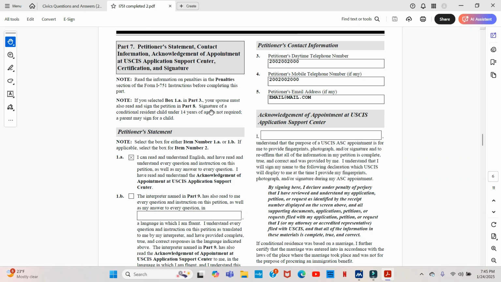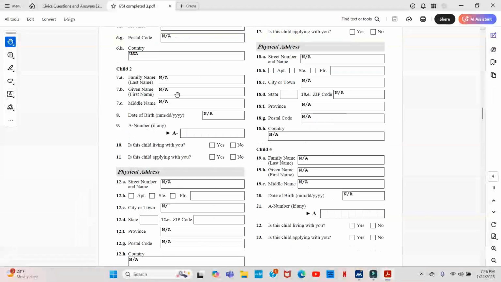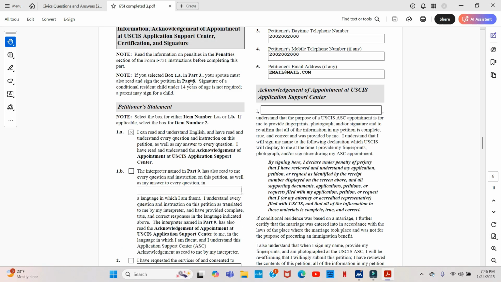If you selected box 1A in Part 3, your spouse must also read and sign the petition in Part 8. Let's see what box 1A in Part 3 says. Alright, so this is Part 3 and this is 1A. This is a joint filing with a spouse. That would mean that your spouse must also read and sign the petition in Part 8. Petitioner's statement.